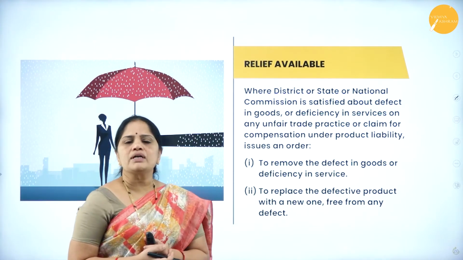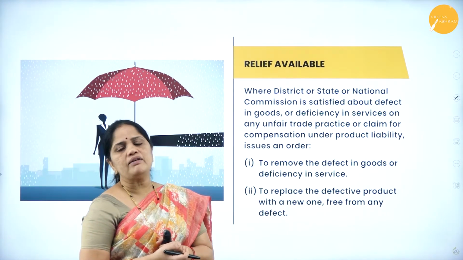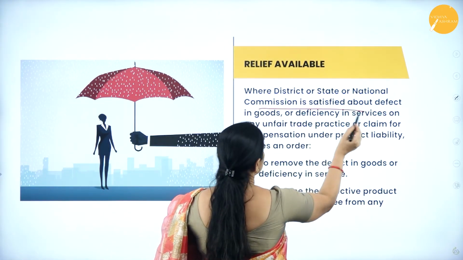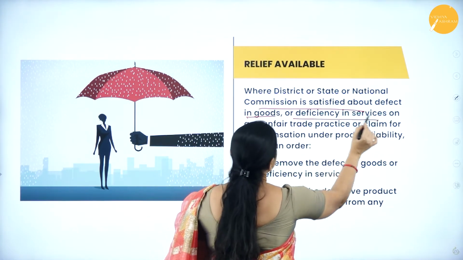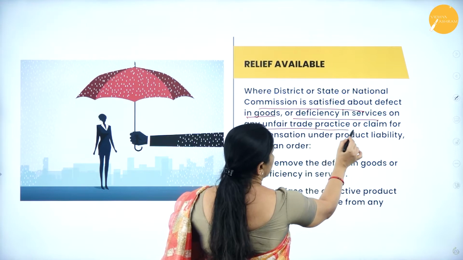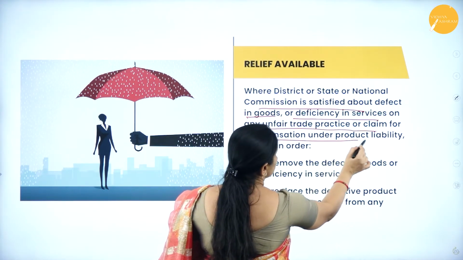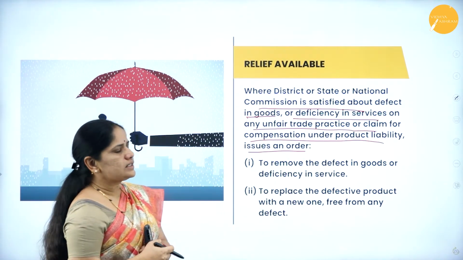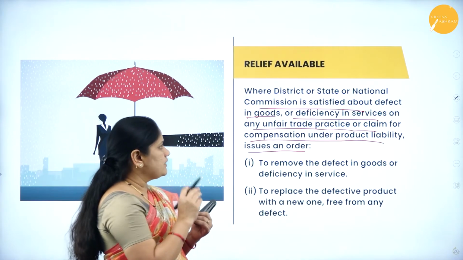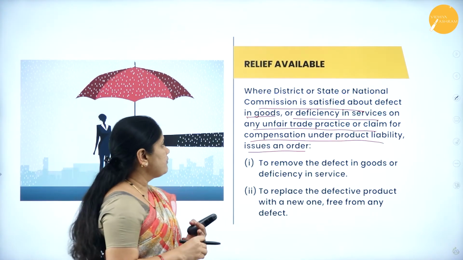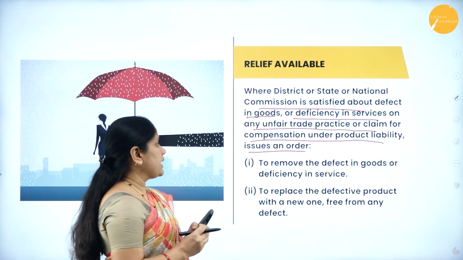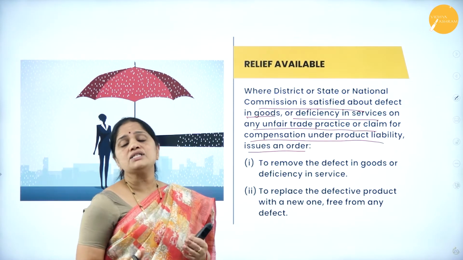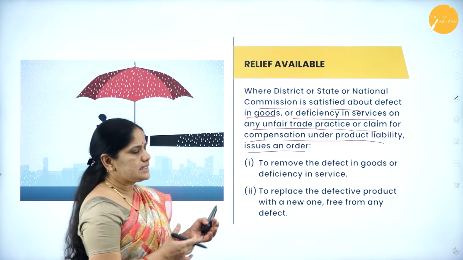Then let us see what are the various kinds of relief available for the consumers. Where the district, state or national commission is satisfied about the defect in goods or deficiency in services or any unfair trade practices or claim for compensation under product liability, it issues an order. So where the district or the state commission feels that there is a deficiency in services, or a defect in goods, or an unfair trade practice, then it will give proper relief. Now, what are the various kinds of relief it will give to the consumers? Let us have a look here.